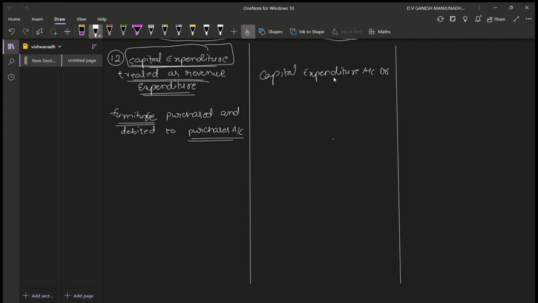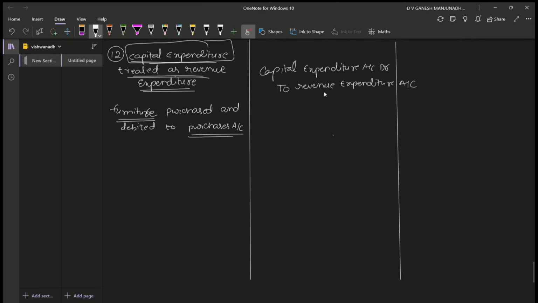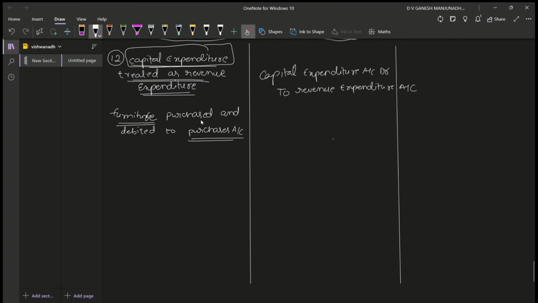It is to be debited, and revenue expenditure is to be credited, in order to reduce it to the revenue expenditure. Okay, it is treated as revenue expenditure. If the capital expenditure is treated as revenue expenditure, then we need to show this adjustment, from capital expenditure account to revenue expenditure account. Then what would be the entry for the furniture purchased and debited to purchases account?